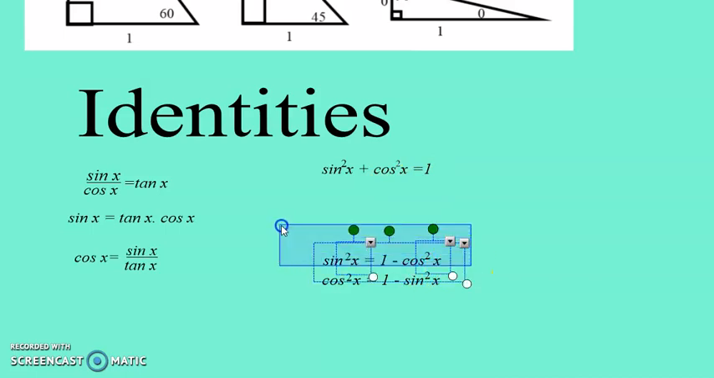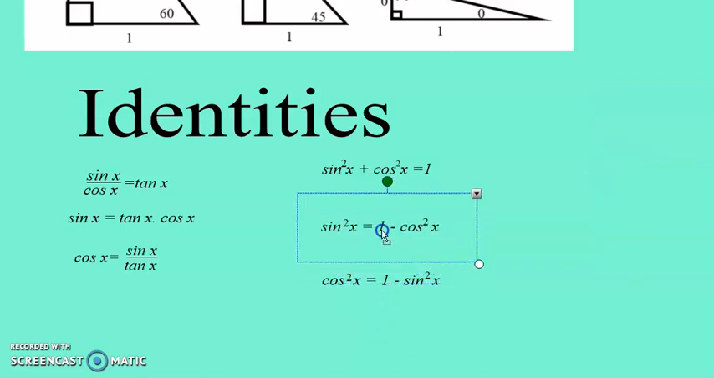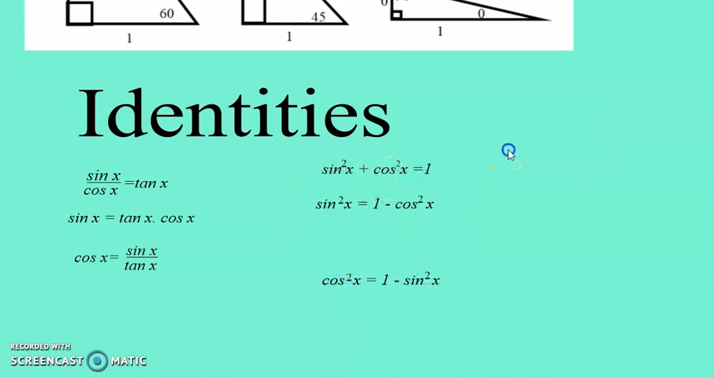When I work with this identity, I notice that I can write this as, if I want to isolate sine square x, it will be equal to 1 minus cos square x. I can take this even one step further and say sine of x is equal to plus or minus the square root of 1 minus cos square x. But I'm not going to focus on that one yet. The main one I want to focus on is 1 minus cos of x squared.